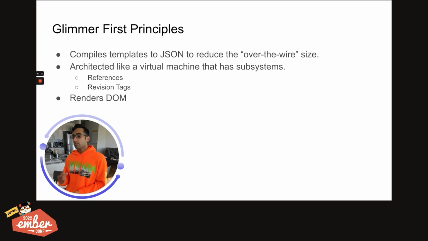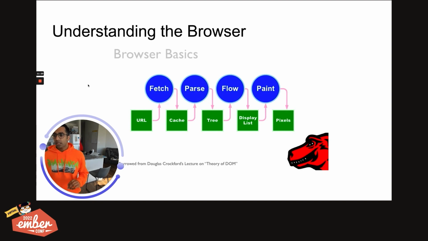Number two, revision tags. These dynamic references, are they up to date or are they not up to date? And if they're not up to date, then we need to make sure that those values get recomputed. And then the third thing that we do is we render some DOM, right? So where we think about Glimmer is it's helping us go from this stage of we've fetched information from our website. Now we need to go paint what's on our screen.